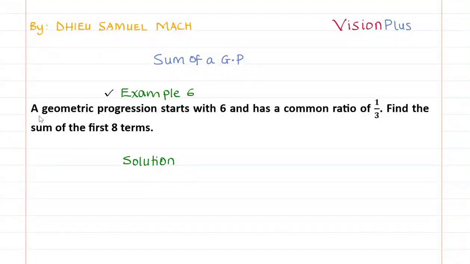Example 6. A GP starts with 6 and has a common ratio of 1/3. Find the sum of the first 8 terms. We are given the first term A of this GP as 6 and the common ratio R as 1/3. And then the question says find the sum of the first 8 terms as 8, and this implies that our number of terms under consideration is 8.